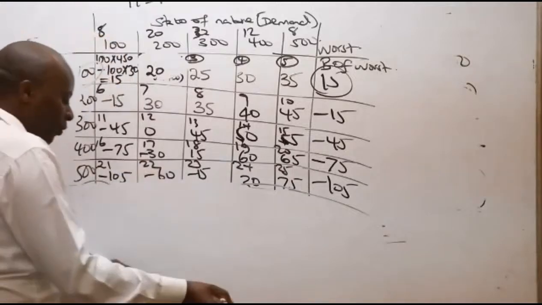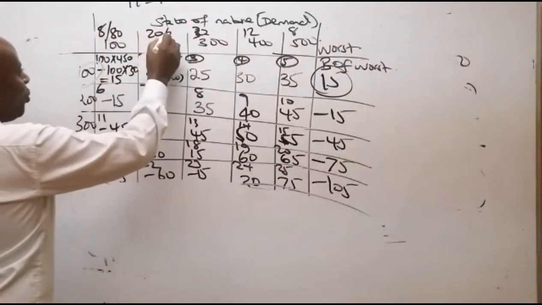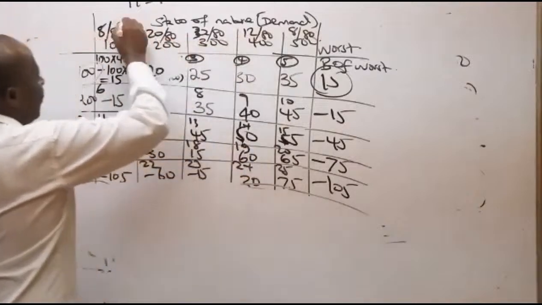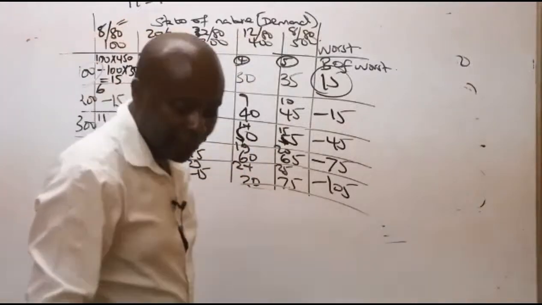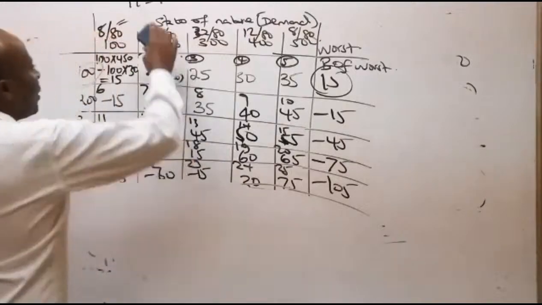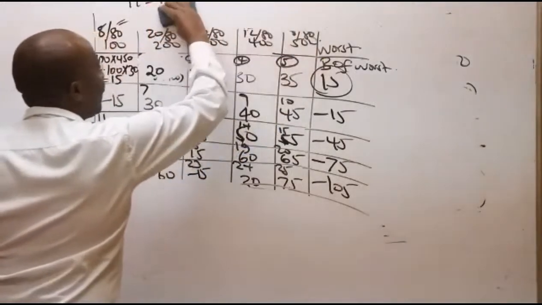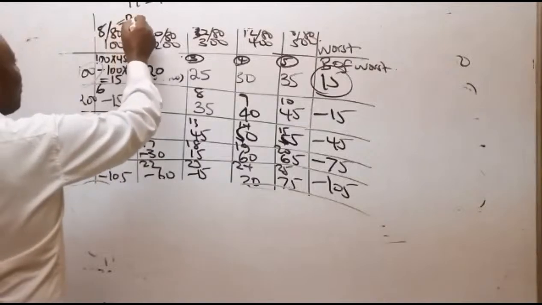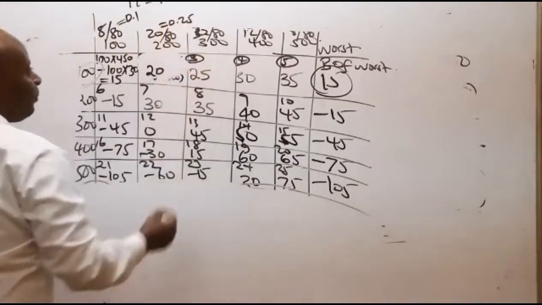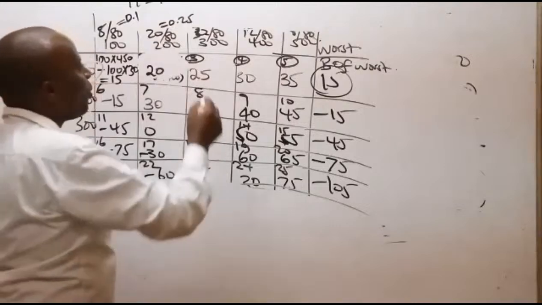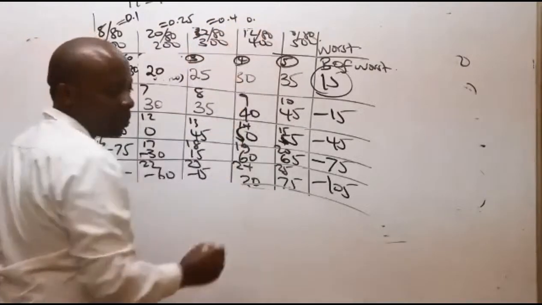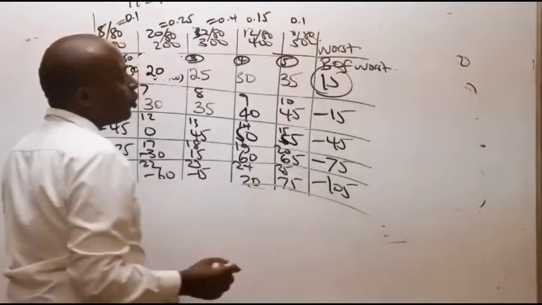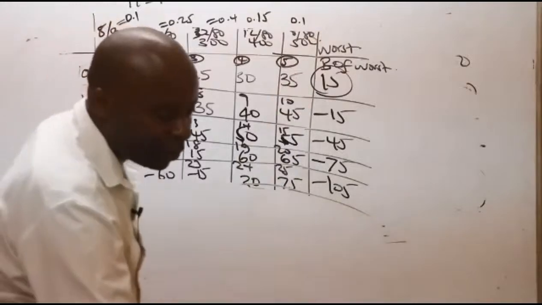Then I'll talk of 8 over 80, 20 over 80, 32 over 80, 12 over 80, 8 over 80. Please give us figures here. So 8 over 80 gives us 0.1. This gives us 0.25. Then 0.4, 0.15, and lastly 0.1.